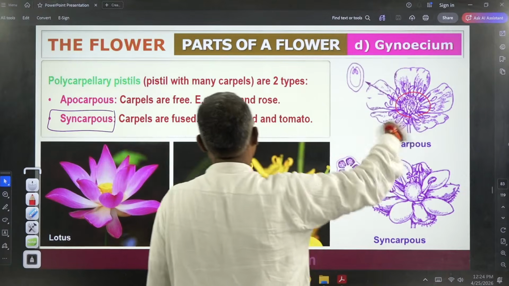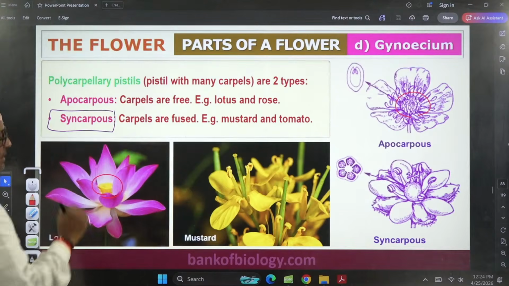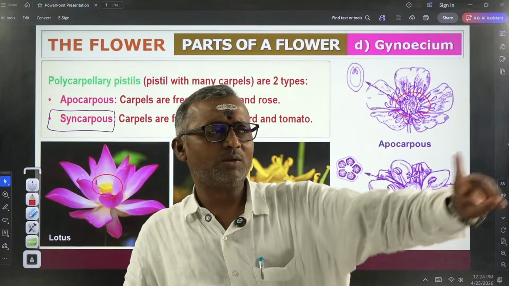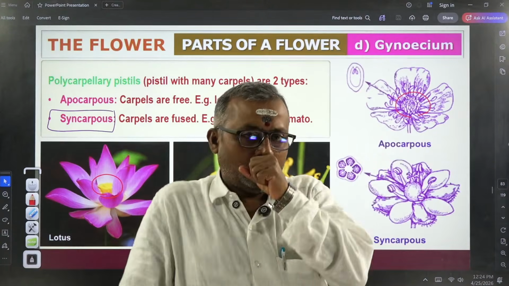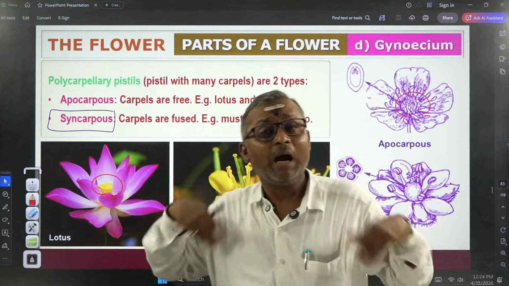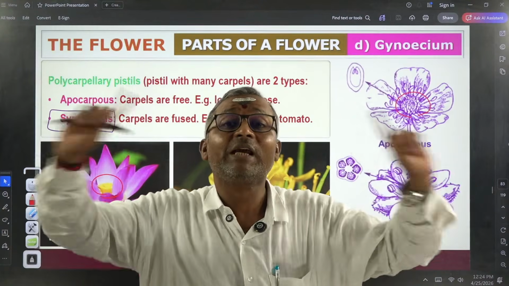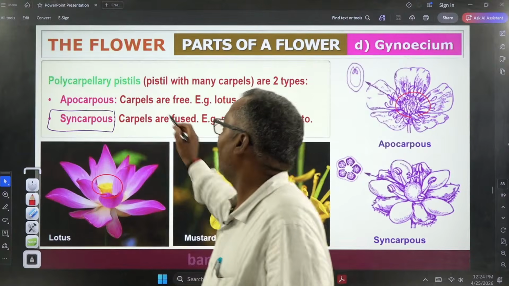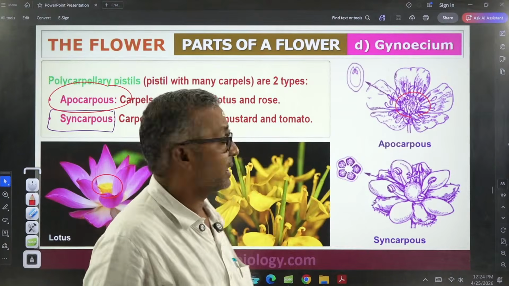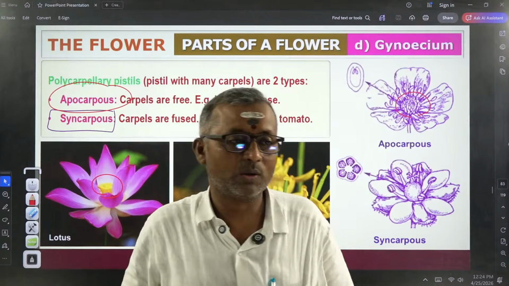So here all the carpels are free, and you can also take lotus as an example. In the center you can find many carpels. Every carpel will have its own ovary, own style, own stigma. Understood? Many carpels are present, and all the carpels are free from each other. This condition is called apocarpous gynoecium. What are the examples? Lotus, rose, michelia. There are so many examples, but just remember lotus and rose.